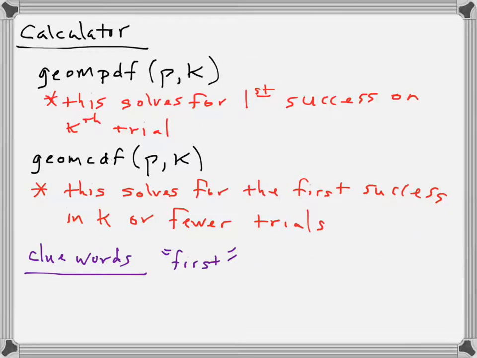So this is on your calculator. Just like binomial PDF, there's geometric PDF and geometric CDF. Geometric PDF would solve for your first success on that exact kth trial. Binomial CDF, geometric CDF would solve for the first success in k or fewer trials. Like, what's the probability I have a first winner by the 9th ticket? Some clue words in there. Definitely the word first, if you see like first success. And again, look for problems where the trial size is not fixed. How many trials, or what's the probability of getting my first winner on the 4th ticket?